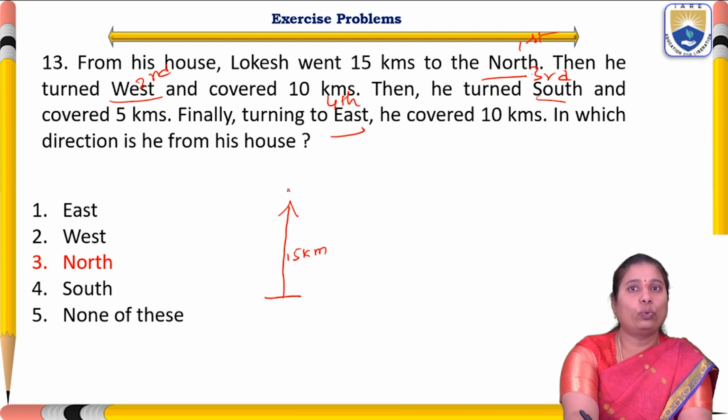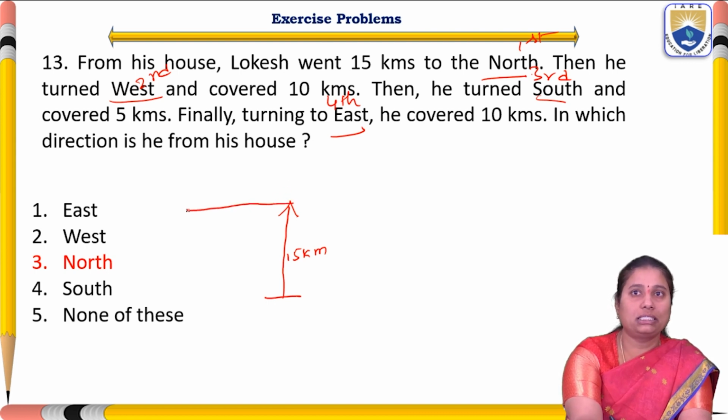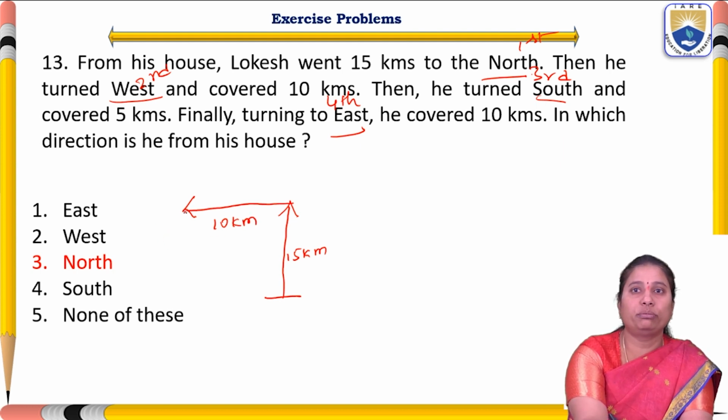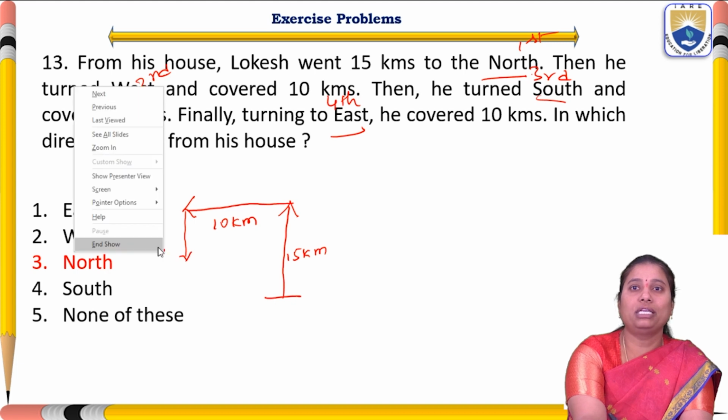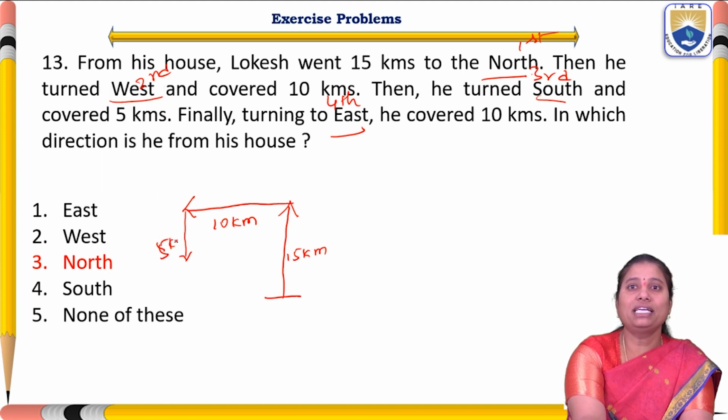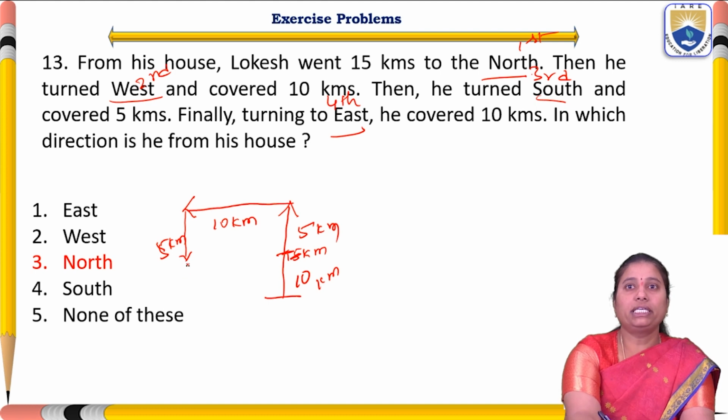Then he turns west, so on the west side he has turned and covered 10 kilometers. Then he has turned south and covered 5 kilometers. So immediately we have to change this 15 as 5 and 10. We should not forget that. Finally, turning to the east, he covers 10 kilometers, which means parallel to this line, he touches this one in the east direction.